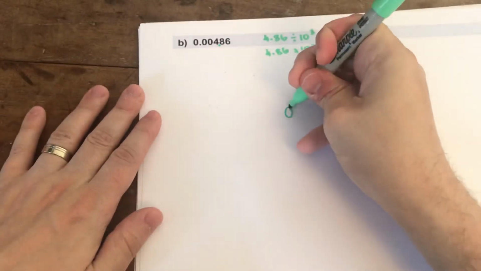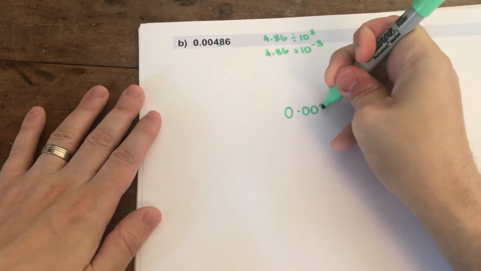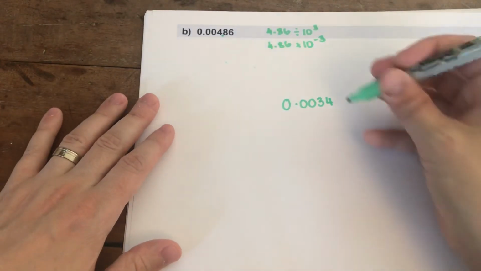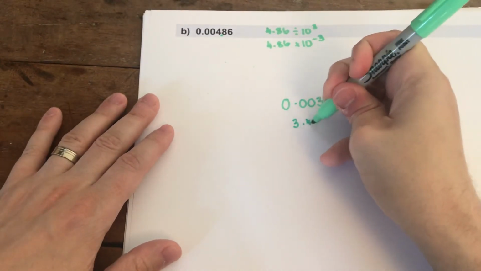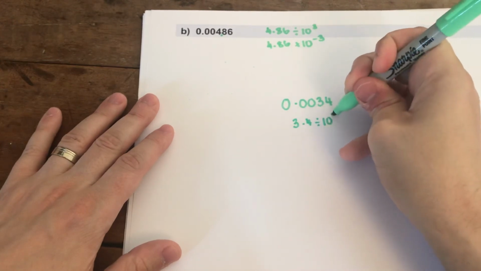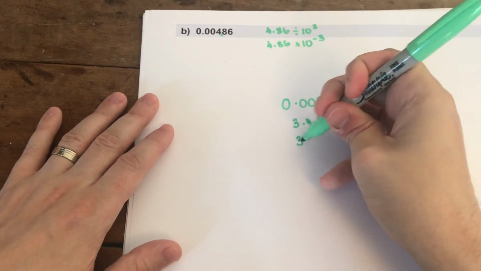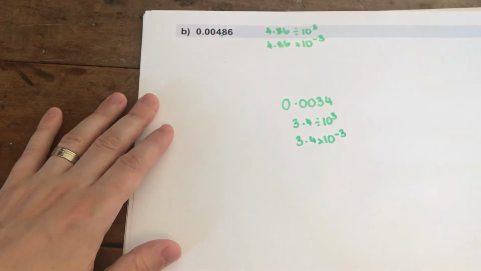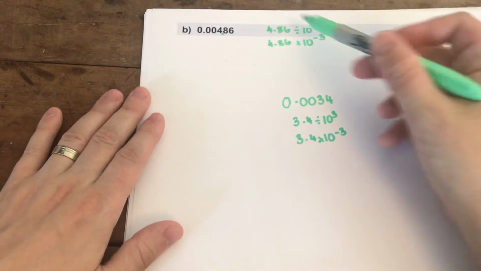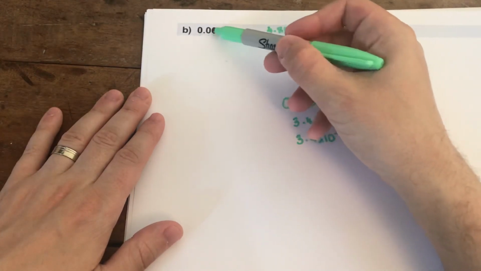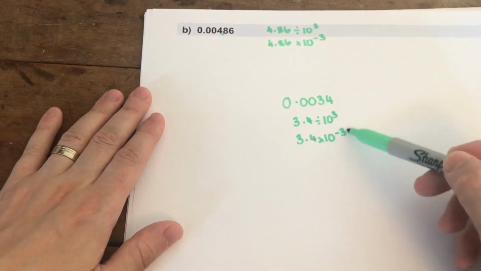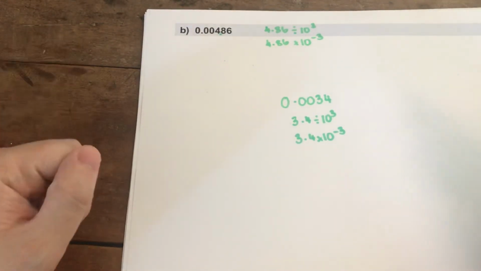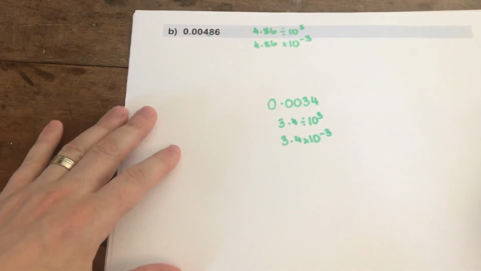I'm going to do another one for you so that you can see this. For this one again, 3.4 has been divided by 10 three times, so it's going to be 3.4 times 10 to the minus 3. Again, in each of these you'll notice there are 3 zeros, and that's an easy way to check. Mathematically it's not accurate, but you can use that to check that you've got the answer right.